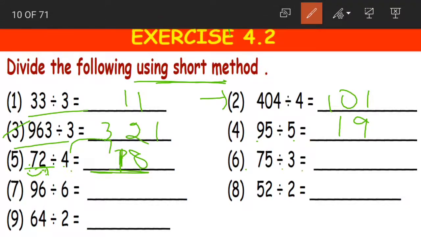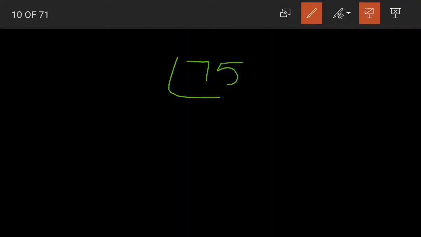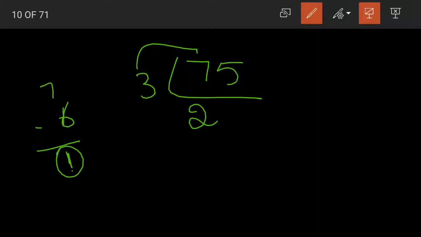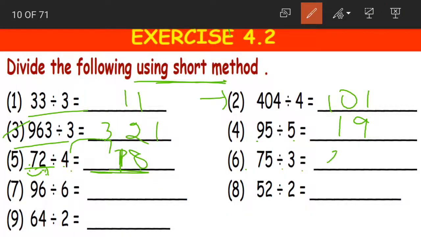Next question, 75 divided by 3. 3 2s are 6. 1 is remaining. 7 minus 6. 1 is remaining. So 1 comes here. 15. 3 5s are 15. So 25 becomes our answer. 96 divided by 6. Yes, children, 6 ones are 6. 3 is remaining. 36. 6 6s are 36.